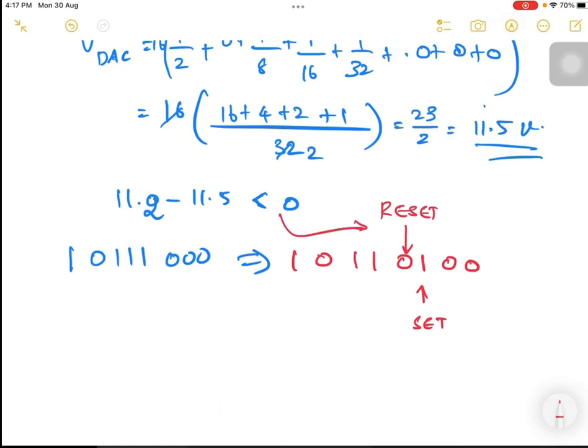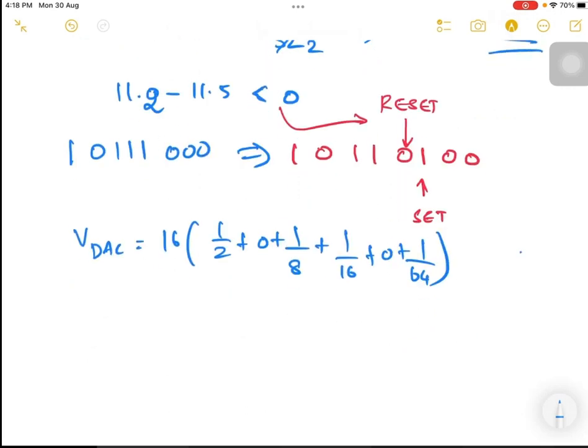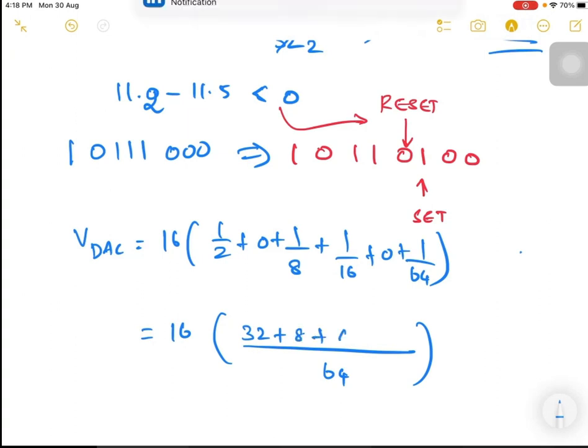Okay, so now we'll find out the DAC value. So what is the DAC value? So VDAC equal to 16 into 1 by 2 plus 0 plus 1 by 8 plus 1 by 16 plus 0 plus 1 by 64. So which will be equal to 16, I'll take 64 as LCM. So then 32 plus 8 plus 4 plus 1. Okay, now 16 here 4 times.